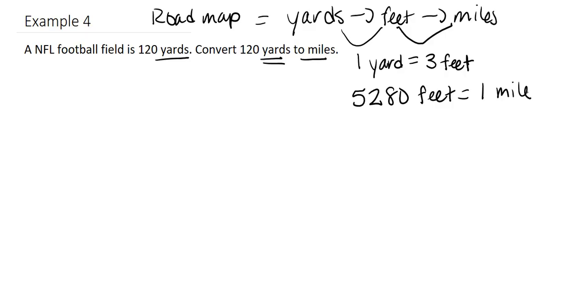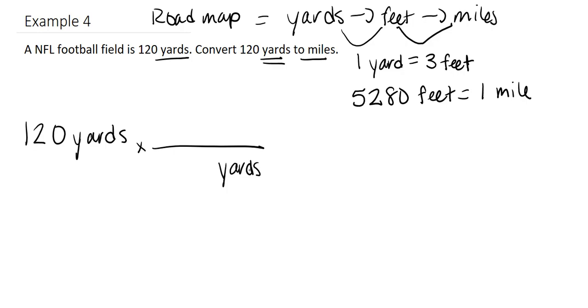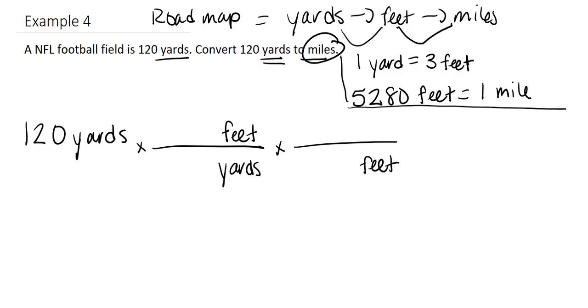So we are going to go ahead and write 120 yards. And then we need to get rid of yards. So what are we going to do? We're just going to fill in just our units. So this is another method to do this. So then we put feet on the top because we can go from yards to feet. Then we need to get rid of feet because we don't want feet in the end. We want miles. So we put this on the bottom right here. And then what we end up with on the top is miles.